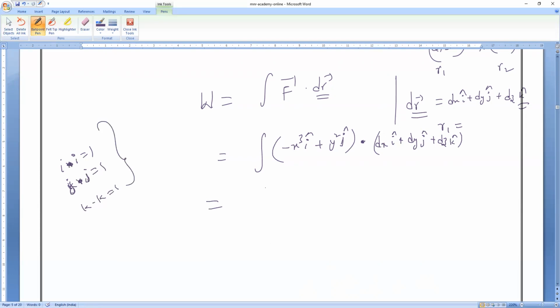So what will happen here, everybody? Minus x cube into dx, minus x cube dx, y square into dy, am I right or wrong, everybody? Then plus k cap, nothing is there. So what will happen here? No k cap, here k is 0. So it will turn into the integration of minus x cube dx plus y square dy.